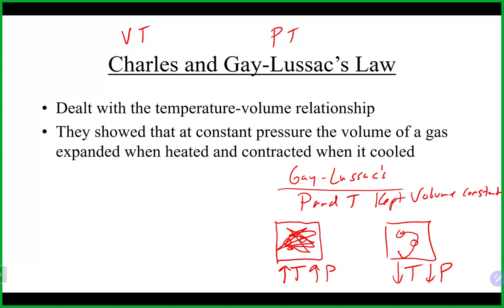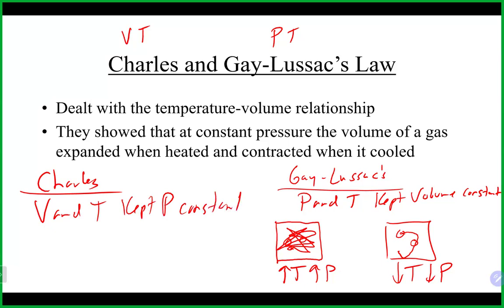Now, if we look at Charles' law, it really dealt with volume and temperature and actually kept pressure constant. So in this situation, if I take a container that has some gas molecules in it and I increase the temperature, as we saw on the right-hand side, if the volume stays put and does not move, we're going to see an increase in the pressure because we're going to have a lot more collisions.